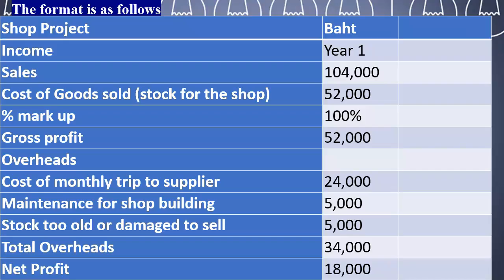So then you look at the gross profit, which is the sales minus the cost of goods sold. So 104,000 minus 52,000 comes to 52,000.